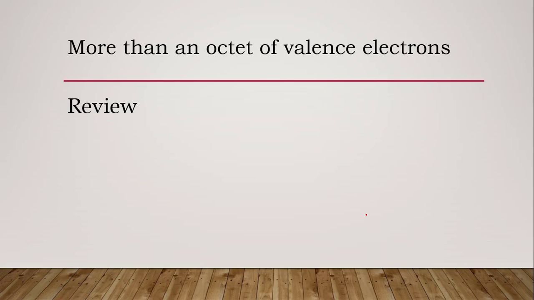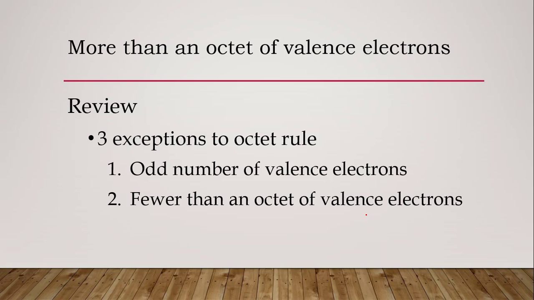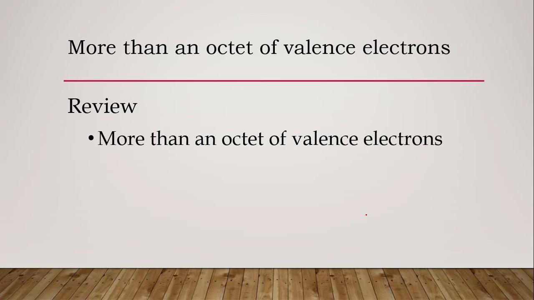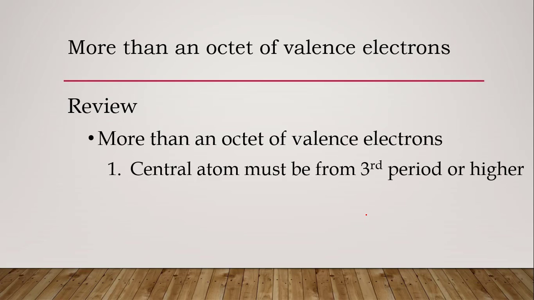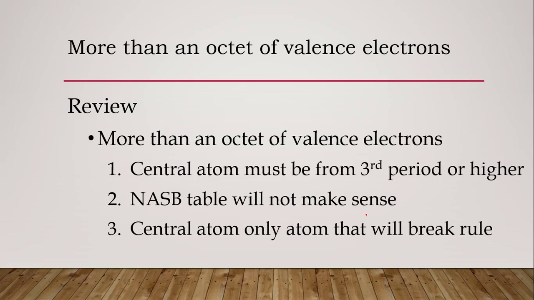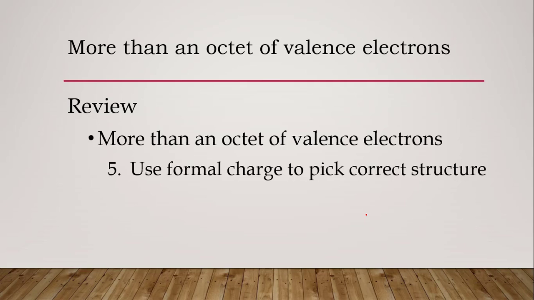So to review, there are three exceptions to the octet rule: an odd number of valence electrons, fewer than an octet, or more than an octet. If you have more than an octet of valence electrons, the central atom must be from the third period or higher. The NASB table will not make sense. Only the central atom will break the rule. All extra electrons go around the central atom. And if you happen to have more than one possible structure, use the formal charge to pick the correct structure.